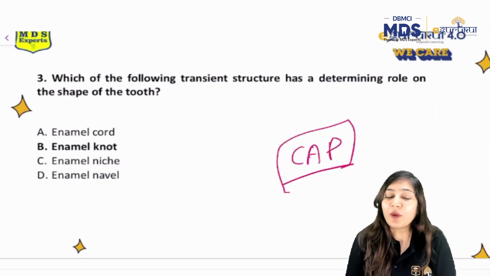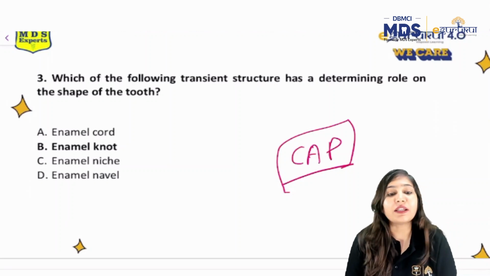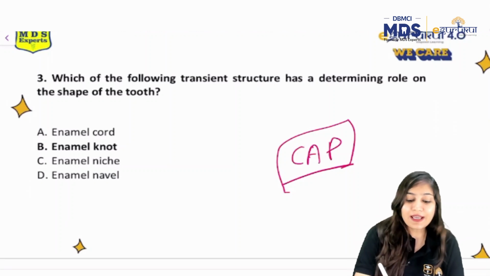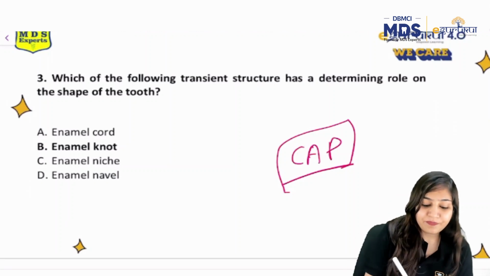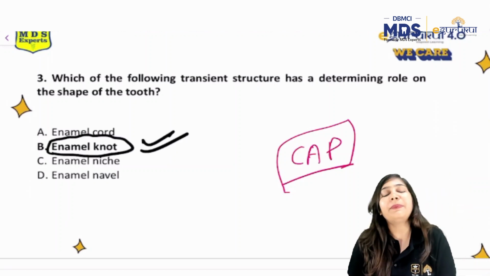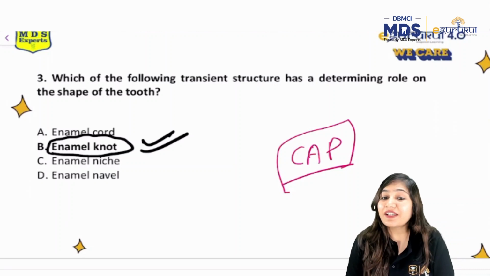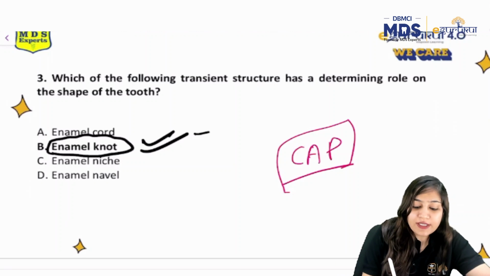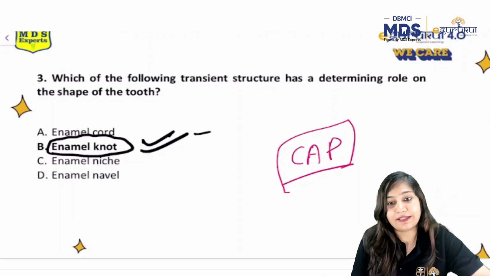So, which are the options here? Enamel cord, enamel knot, enamel niche, or enamel navel. Correct answer here is enamel knot. It mainly plays an important role in determining the shape of the tooth. Why? Because enamel knot is mainly a signaling center.